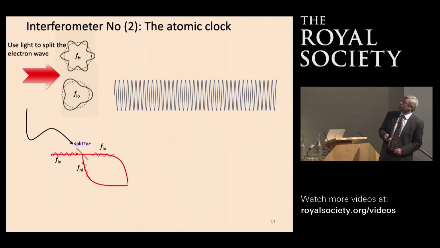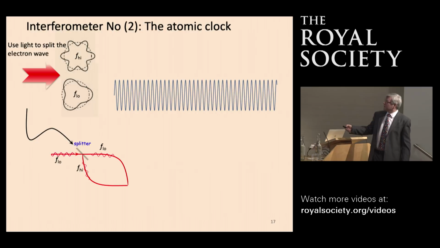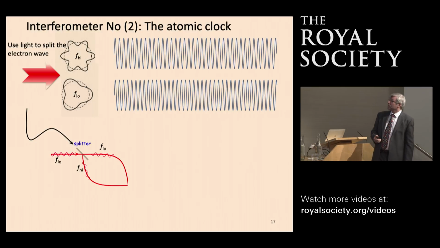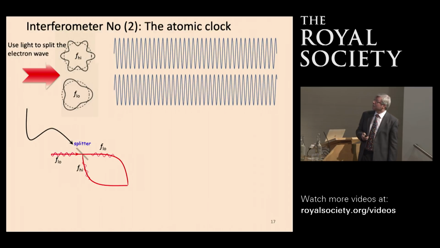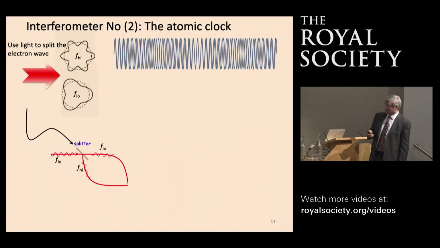So here I can draw for you a wave that is wiggling at frequency F low, and here is a wave wiggling at frequency F high. And at first sight, there's not much obvious difference between the two. But let me slide the one up over the other, and you'll see something quite interesting now.